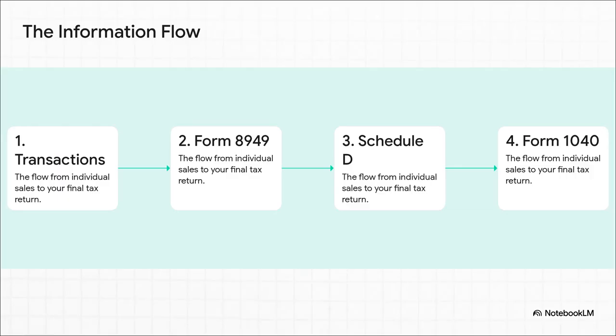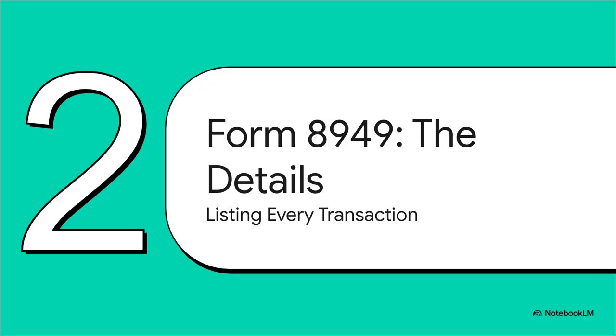And the information flows in a really logical way. See, it all starts with your individual transactions. From there, they go on to Form 8949. Then, all those details get summed up on Schedule D. And finally, that one big number from Schedule D, it goes right on to your main tax return, the good old Form 1040.